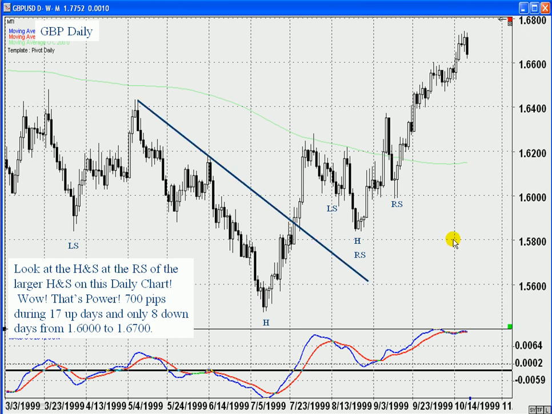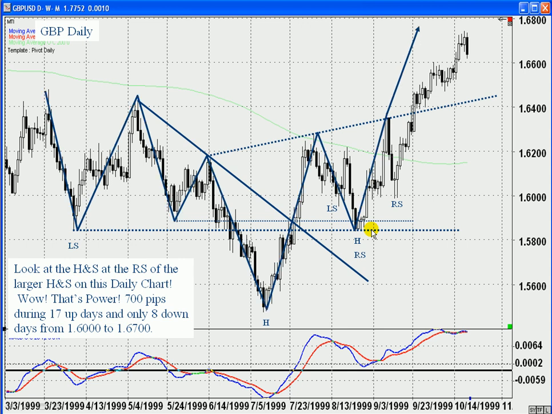A British pound daily chart. The daily charts lend to good position trades. We break the trend line. We come back to the last level of resistance. The right shoulder is equivalent to the left shoulder. But look at this. We have a head and shoulders formation inside of the right shoulder of a head and shoulders.